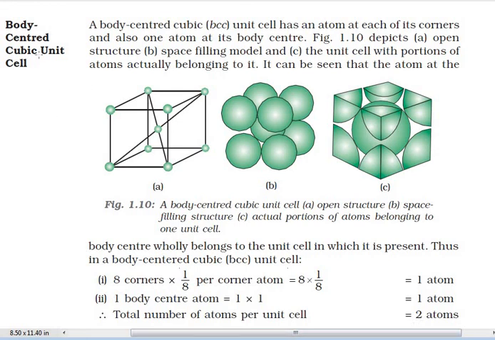So if someone asks you how many atoms are present in the body centered cubic cell, you can see figure 1.10 C, which says that 8 corners are occupied with atoms, and corners are contributing 1 by 8 part each, while because of BCC it is having the one atom present in the middle of the body or middle of the cube. It becomes 1 plus 1 equals 2.